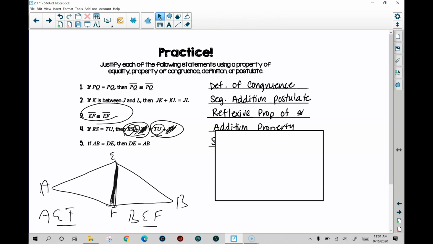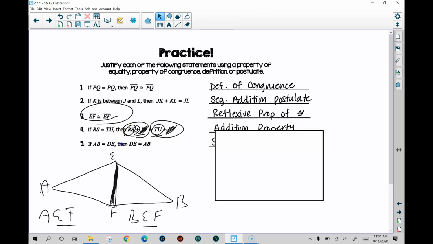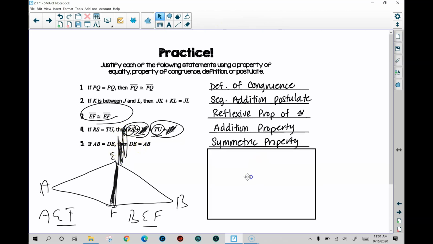If AB equals DE, then DE equals AB. This is one where you write the line down, you can put the line down the middle, and if it flips over the line, it's the same. So that's going to be the reflexive property, or symmetric property.